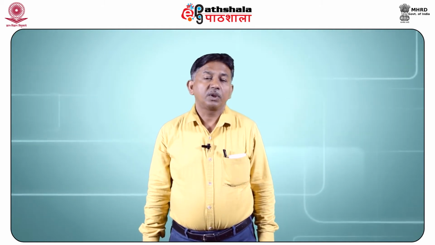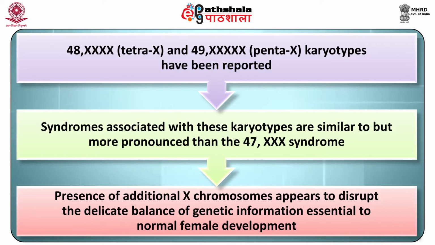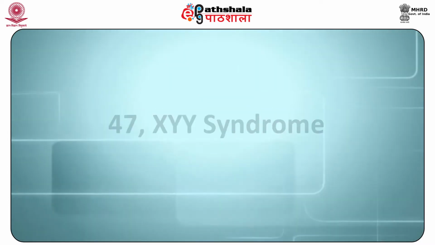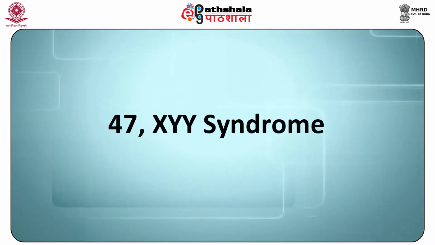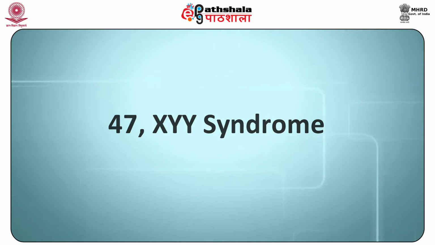In rare instances, 48, that is tetra X, and 49, that is penta X, karyotypes have been reported. The syndromes associated with these karyotypes are similar to but more pronounced than the 47,XXX syndrome. Thus, in many cases, the presence of an additional X chromosome appears to disrupt the delicate balance of genetic information essential to normal female development. Then 47,XYY syndrome, or XYY syndrome.